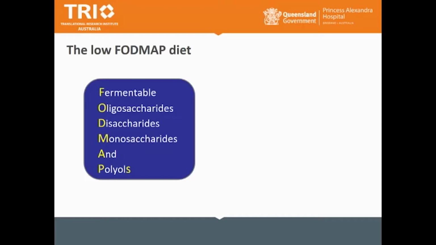So moving on to the low FODMAP diet, this is a group of carbohydrates. Some of you may have heard of this particular approach already, but it's a diet that really targets a small group of carbohydrates that we understand are rapidly fermented in the large intestine. So they pass through the small intestine undigested and therefore are available in the colon for fermentation by the bacteria there. And this is a diet that was developed probably about 10 to 15 years ago by a group at Monash University in Melbourne.